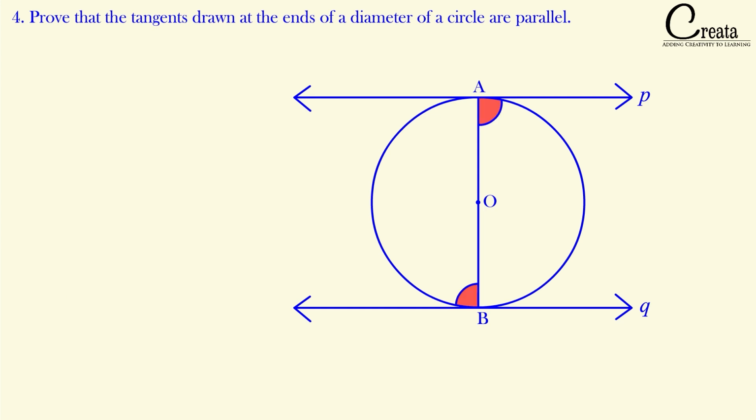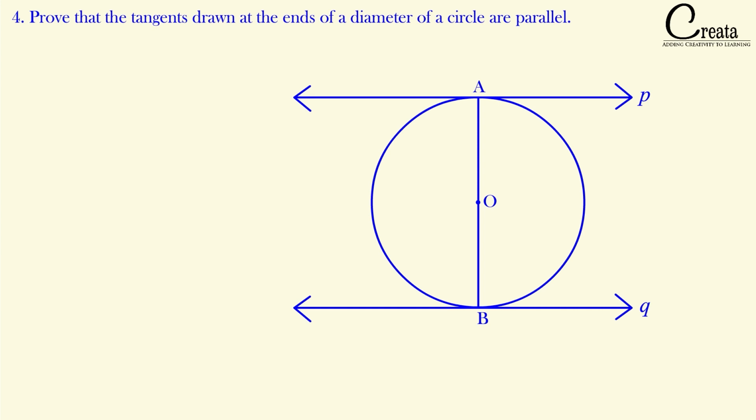We will try to prove these alternate angles as equal. Once we have done that, we can show that the two tangents are parallel to each other. So let's see how we do that. Here also we will use theorem 10.1. This is the fourth question, where we are using the same concept.